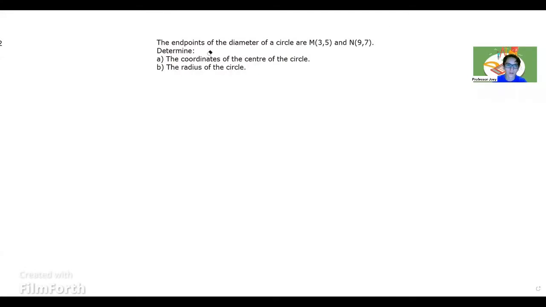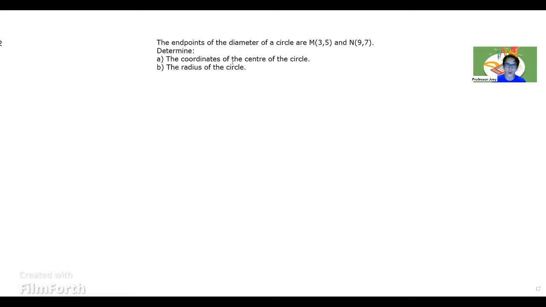Hello, class. Today we're going to be doing a walkthrough of a question of how to find the coordinates of a center of a circle and how to solve for the radius. Let's get started. All right, so here is the question we are doing. The endpoints of the diameter of a circle are M(3, 5) and N(9, 7). We have to determine the coordinates of the center of the circle and the radius of the circle.